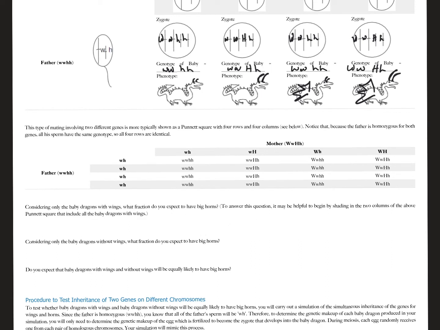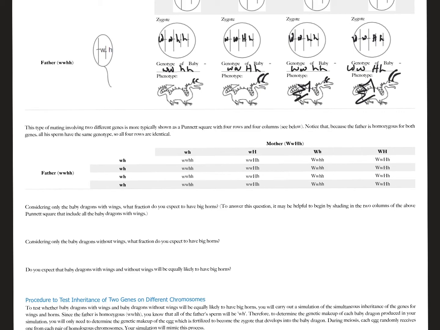So when we're talking about ratios, the ratio is going to be the same. But that's only because these 4 are all the same here. The father can only make one type of genotype. So you could just do 1 row and forget about the others and get the same ratios. Does that make sense?